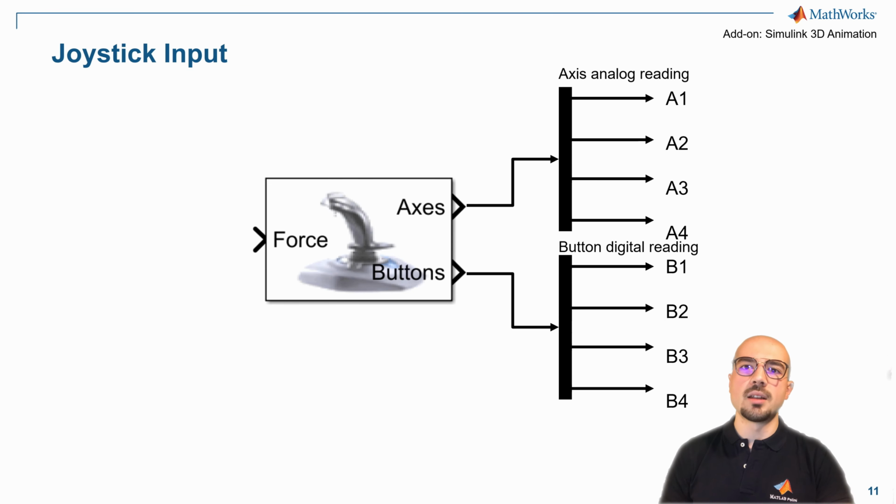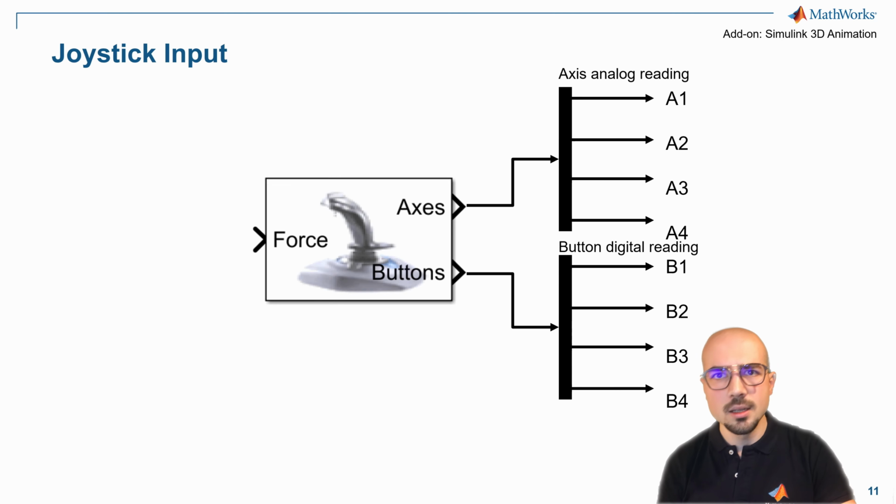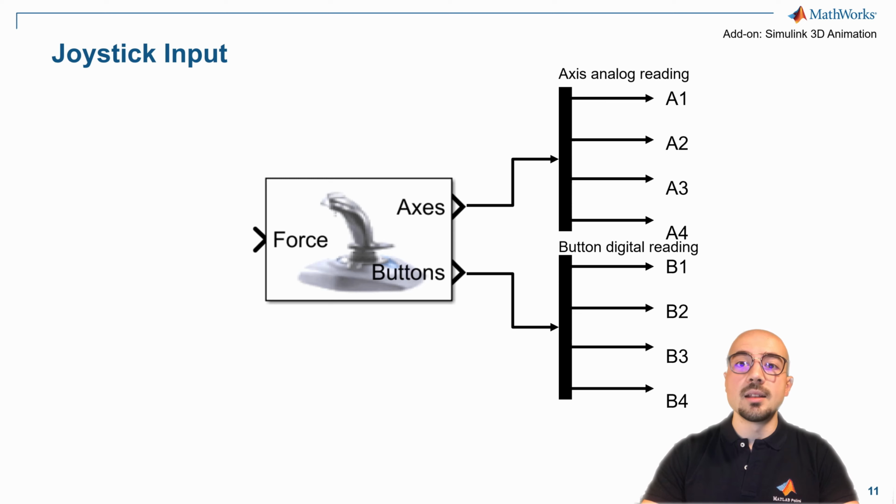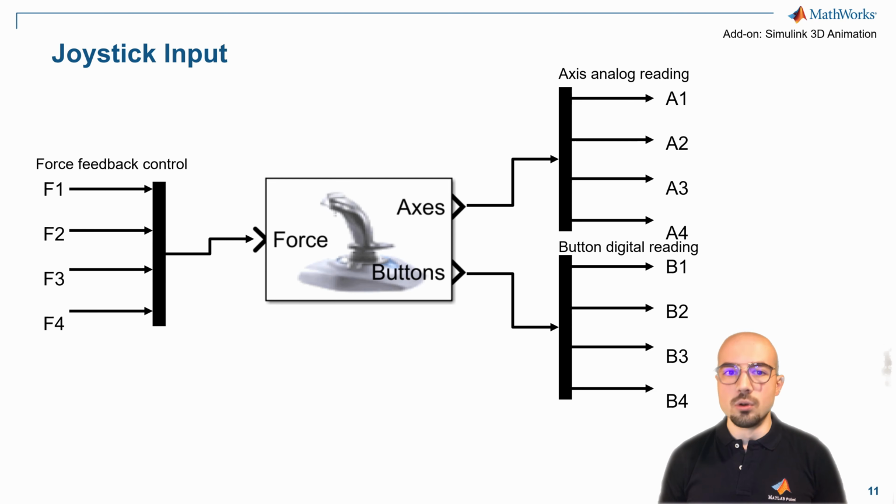And so we can acquire the different buttons. Then, lastly, if we have a special controller that can also give us force feedback, this block allows the force feedback as input. So we can select a set of forces that the controller has to give us.